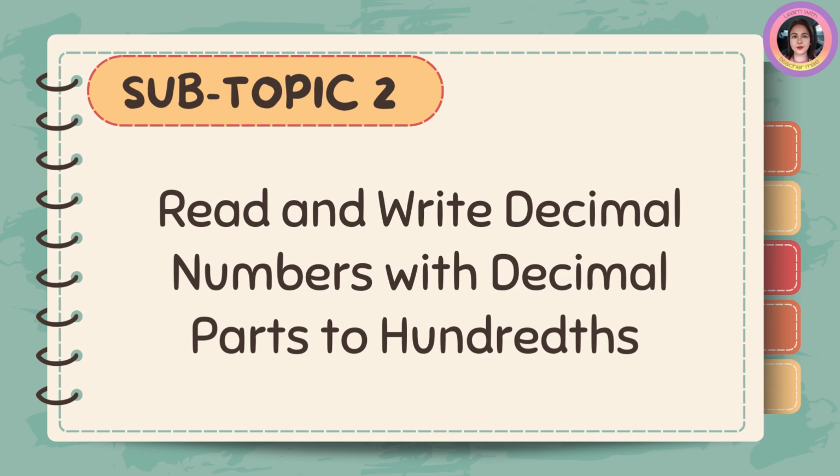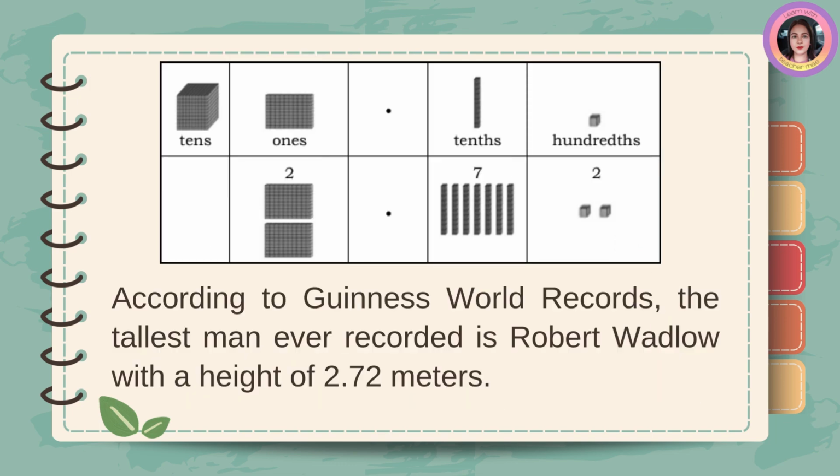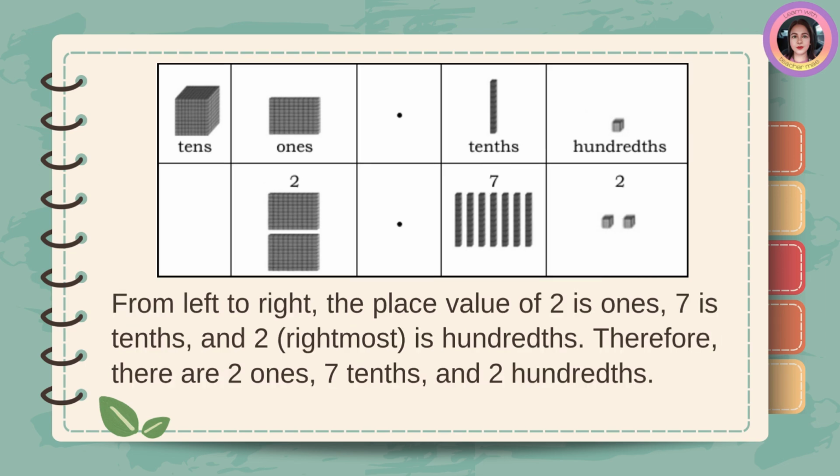Read and write decimal numbers with decimal parts to hundredths. Study this place value math. According to the Guinness World Records, the tallest man ever recorded is Robert Wadlow, with a height of 2.72 meters. From left to right, the place value of 2 is ones, 7 is tenths, and 2 rightmost is hundredths. Therefore, there are 2 ones, 7 tenths, and 2 hundredths.